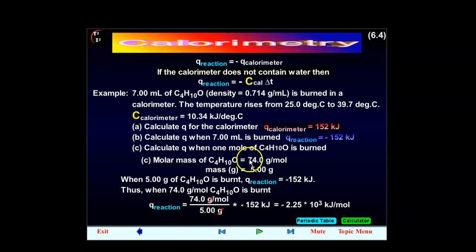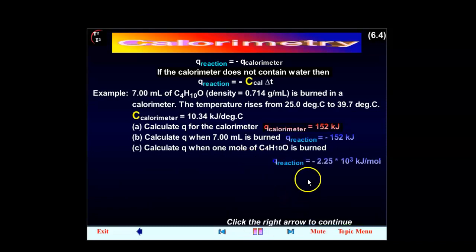If you know you can answer C and you don't have the answer to B, which is going to be used for C, then go ahead, make up a number, use it as your answer for B, and plug in the numbers. So Q reaction for that would be negative 2.25 times 10 to the third power.